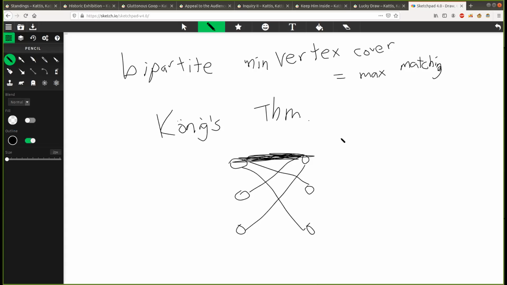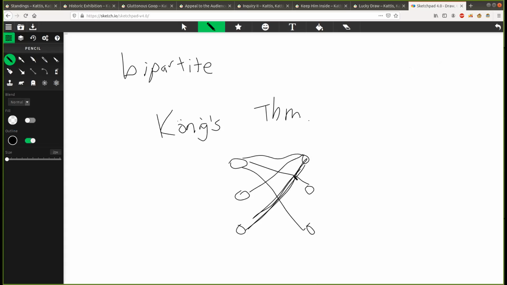Yeah, yes, it is. Oh wait, this isn't the maximum matching. That was my mistake. The maximum matching is not that edge. It's like, say, these two edges. So then n minus 2 is 4, and then I found an independent set of size 4.